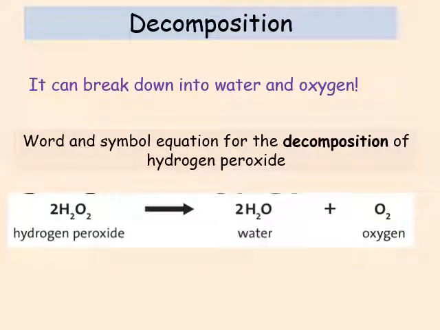It can break down into water and oxygen. Okay, so here you have 2 lots of hydrogen peroxide. So the compound is hydrogen peroxide, and you have 2 hydrogen peroxide compounds, which has got hydrogen and oxygen in it. But we also know that water has hydrogen and oxygen in it. So when this breaks down, it breaks down into 2 water molecules and 2 oxygen molecules.